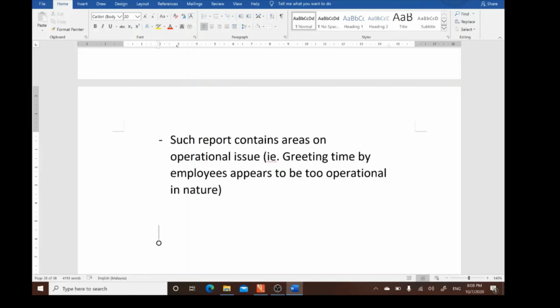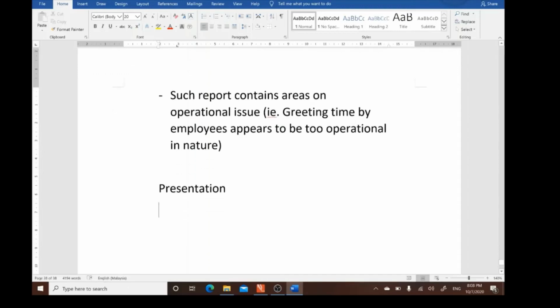Great. Now, the very last part is P, which is the presentation. When it comes to the presentation part, let us see this. This presentation part here, as what we said. What do you think about the layout and the presentation of such a report right now?